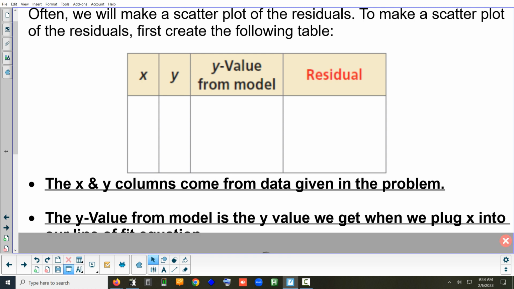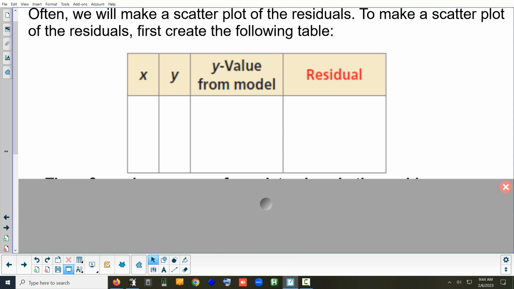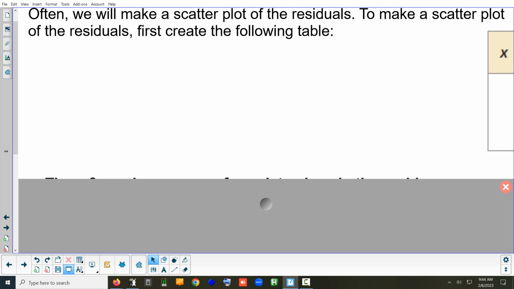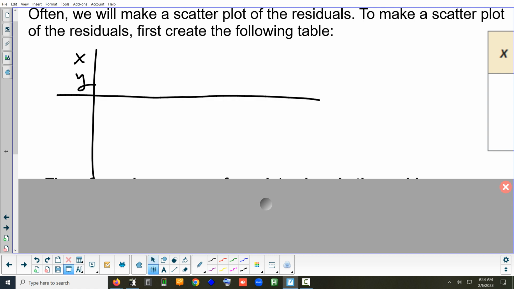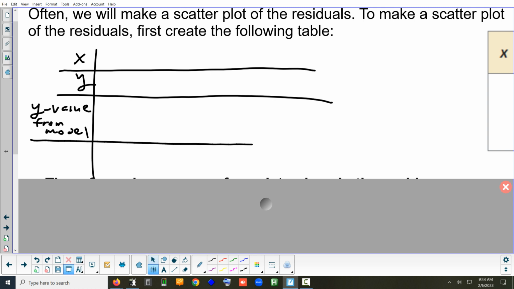There are some bullet points down below, but you're going to put those in after. So our table is usually going to look like this. We'll have an X and a Y. Those are going to be from the data they give you, like if you were making a scatter plot, that's the coordinate. The next row is the Y value from the model. So the model is the line that you drew.